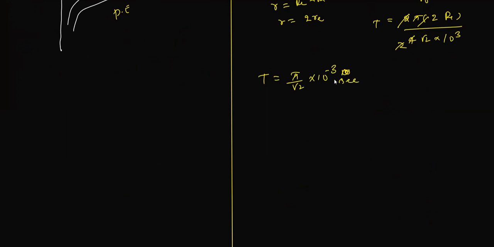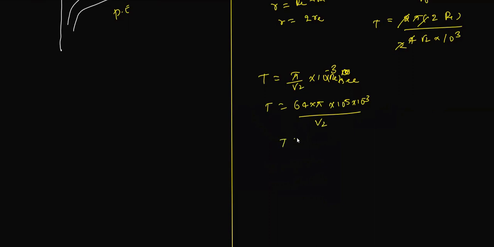Seconds, RE is missing now. So RE, the radius of the Earth. If you want to calculate all those values, what can you substitute here? T equals 64 pi into 10 raised to 5 into 10 raised to minus 3, where I substituted 6,400 kilometers, divided by root 2.